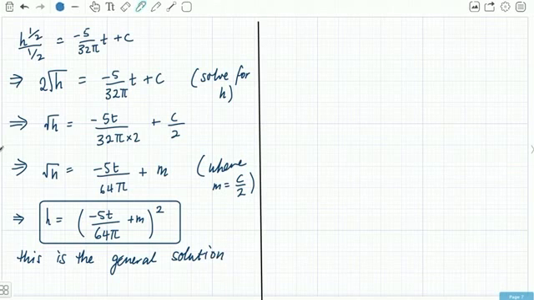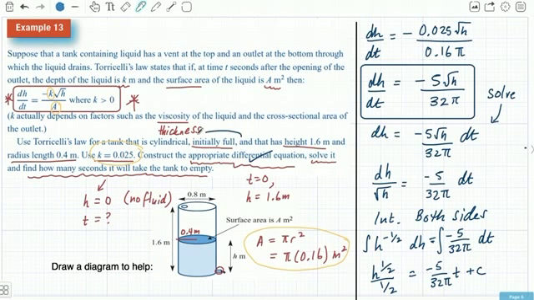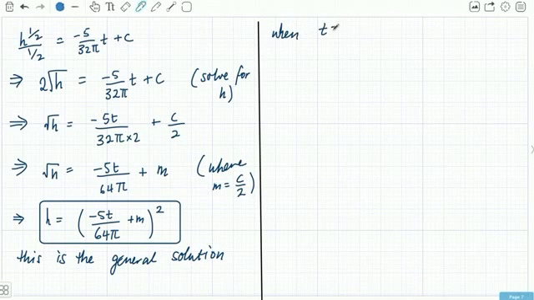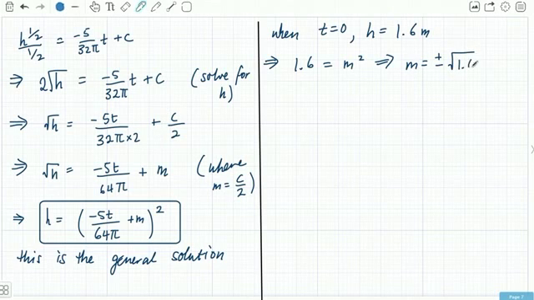Now we know a bit of information from our question. We know that the tank was initially full, which meant that when t equaled 0, the height of the fluid inside was 1.6 meters tall. So we know that when t equals 0, h equals 1.6 meters. So let's substitute that into our differential equation solution. So t equals 0, that will be m squared. It'll be 0 all here plus m squared, which means that m equals plus or minus the square root of 1.6.